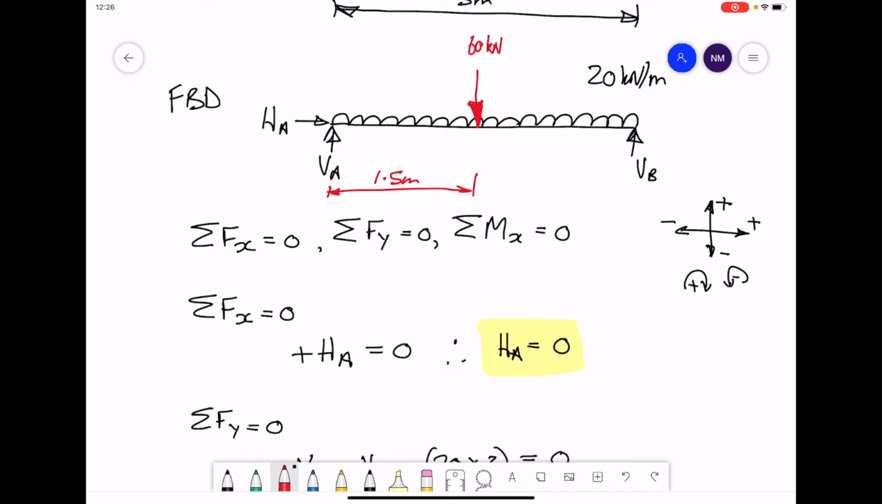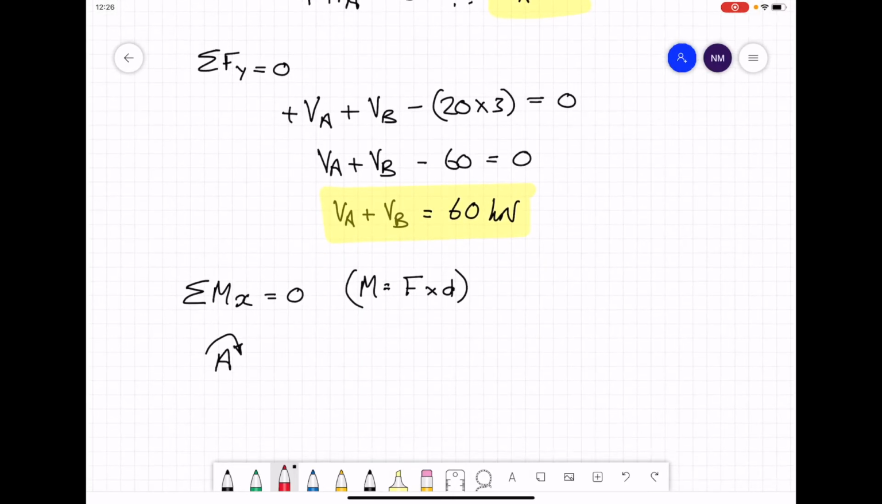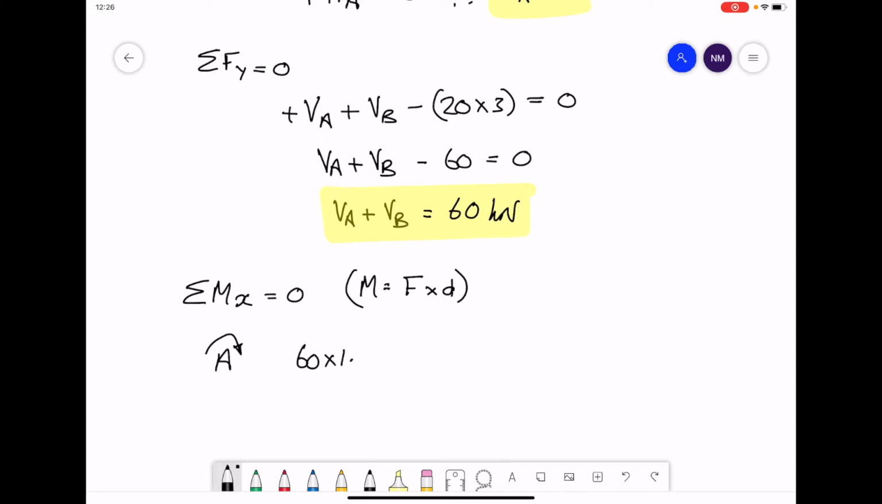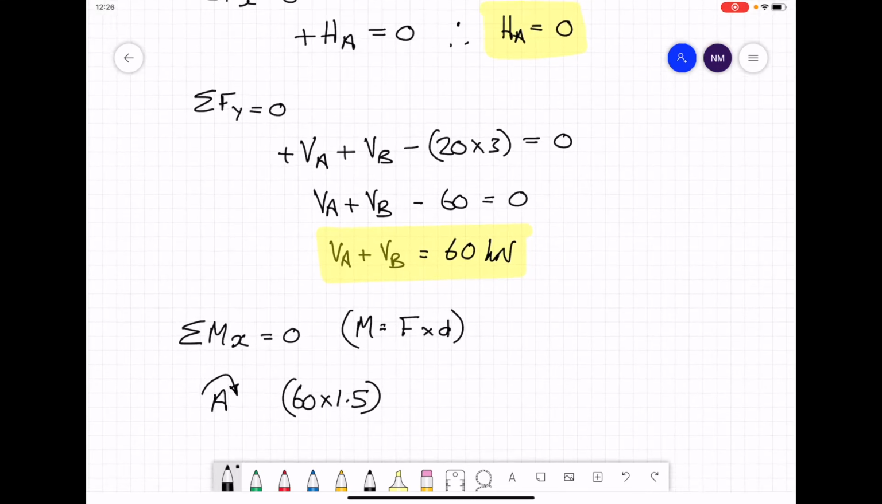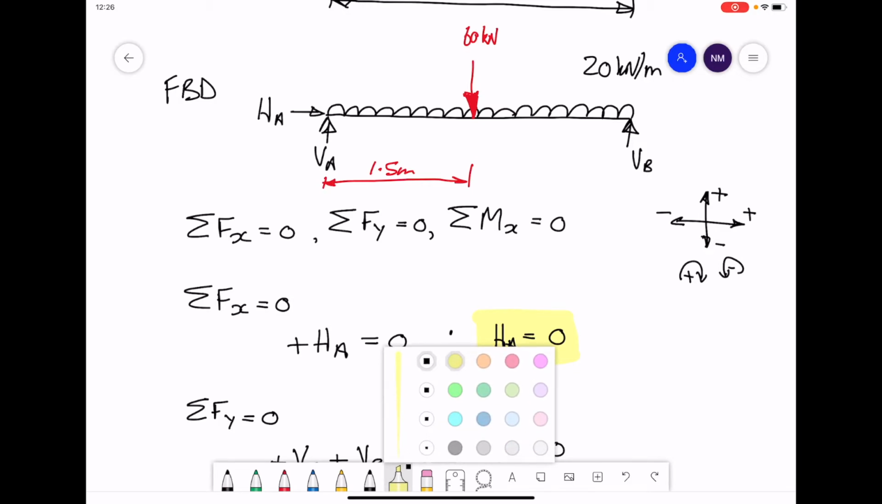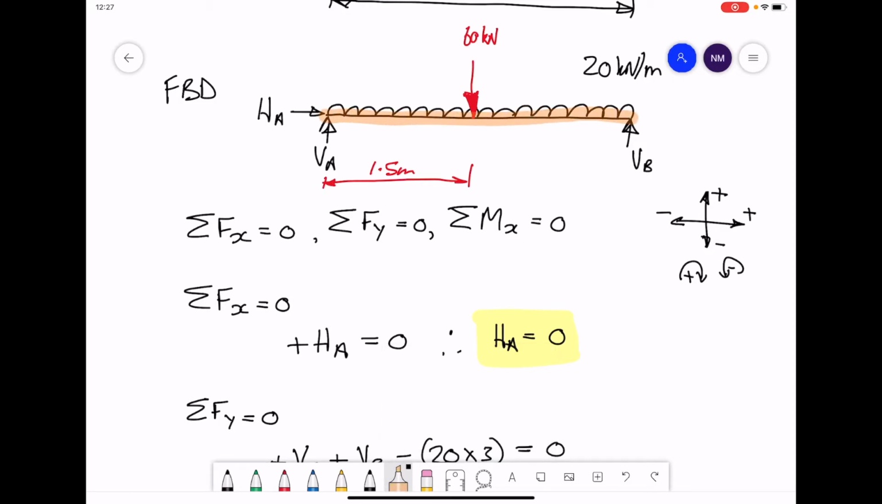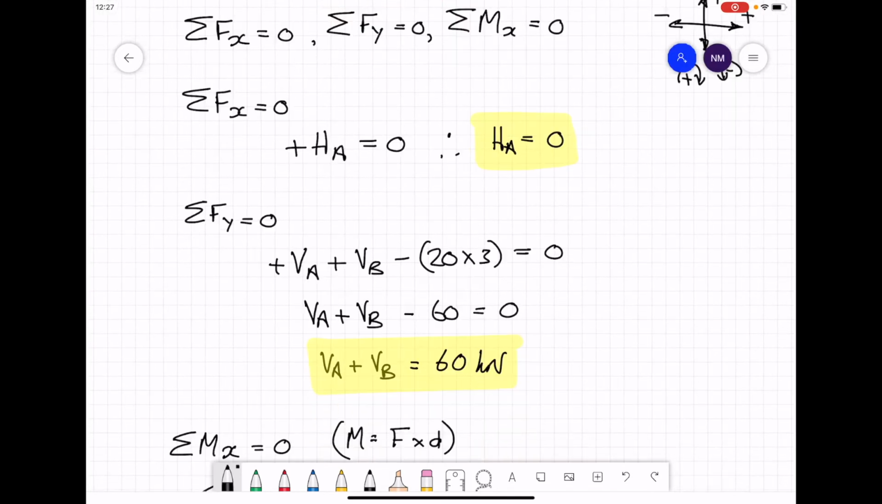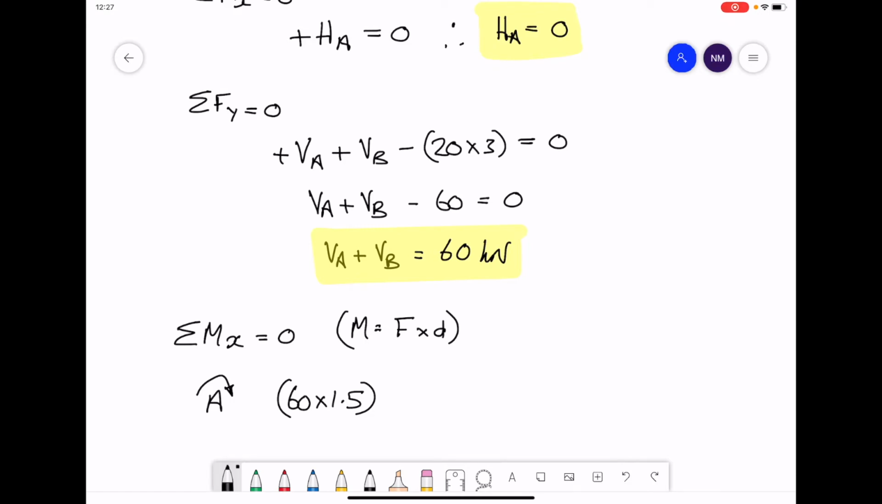Now, when we're doing moments, it will be 60 times 1.5. The other force that produces a moment is the force VB, and it's going to be 3 meters across from point A. These are the only two forces that produce a moment. For equilibrium, they must add up to give you 0. Now we'll consider the direction, clockwise or anti-clockwise moments. Remember, clockwise moments are positive, anti-clockwise moments are negative.